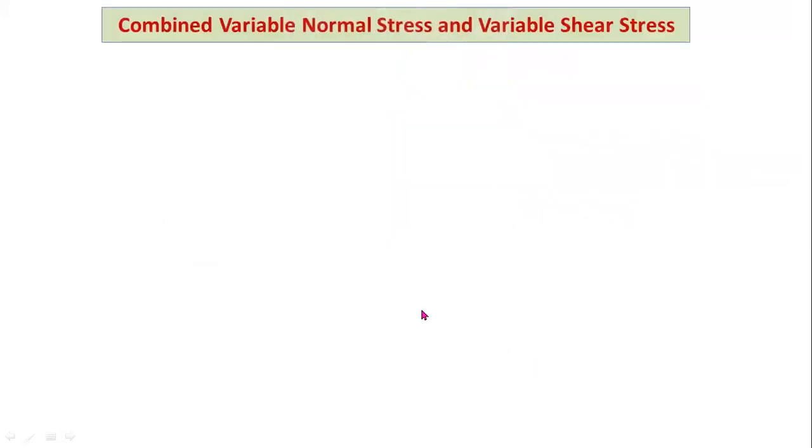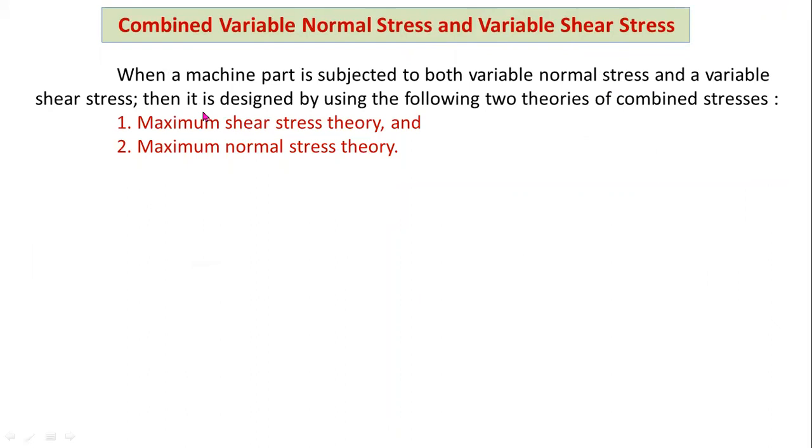Now, coming to the new topic, that is combined variable normal stress and variable shear stress. When a machine part is subjected to both variable normal stresses and variable shear stresses, it is designed using the following two methods. The first one is the maximum shear stress theory. The second one is the maximum principal stress theory, or maximum normal stress theory.